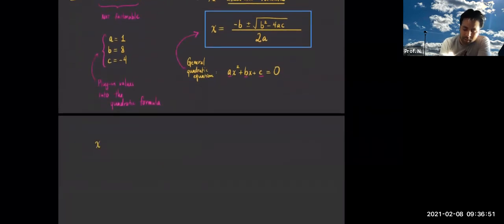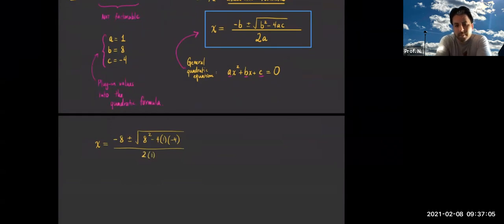Okay, so this will be x is equal to -8 plus or minus the square root of 8 squared minus 4 times 1 times -4, all over 2 times 1. So all we did was plug in everything in its respective place. This is -8 plus or minus the square root of 16 plus 16, over 2. 16 plus 16 is 32. So this is -8 plus or minus the square root of 32, all over 2.